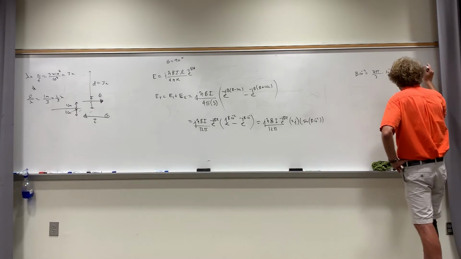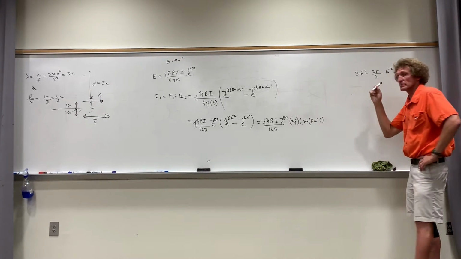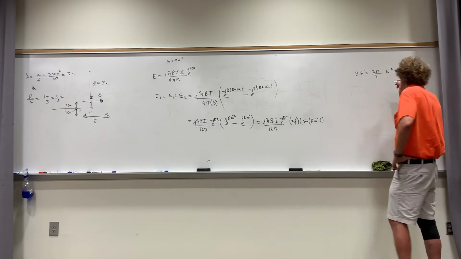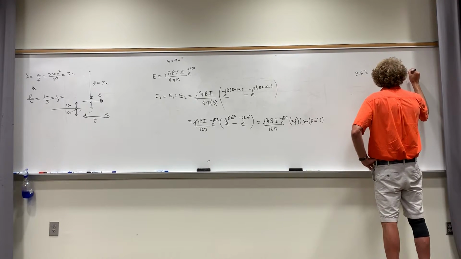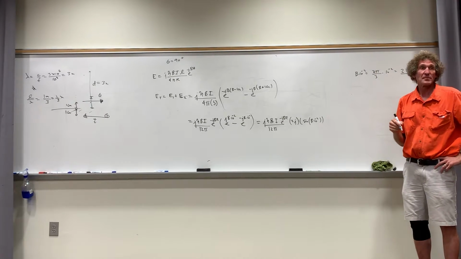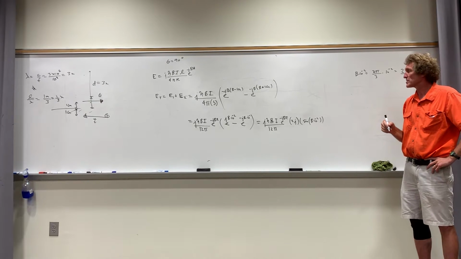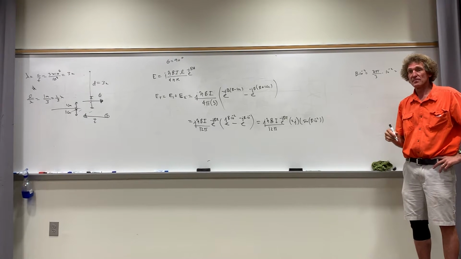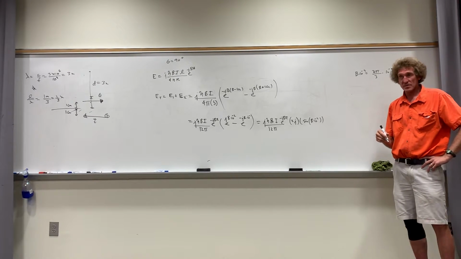That's 21 times 10 to the minus 3rd. Remember, that's radians. That's very small, isn't it? All right? Remember, the sine of a small angle is a small angle, if it's in radians.